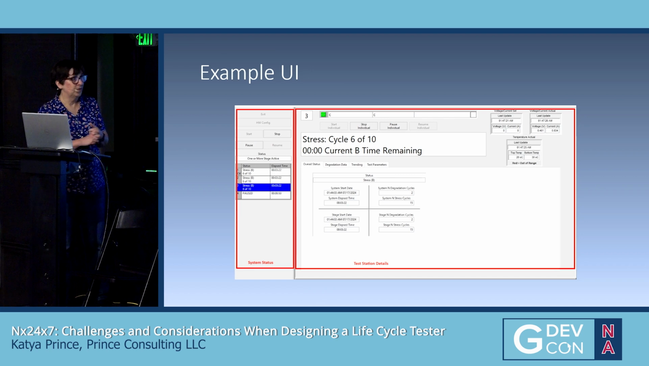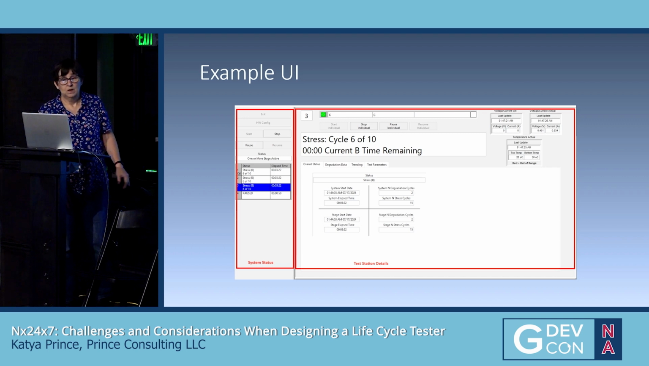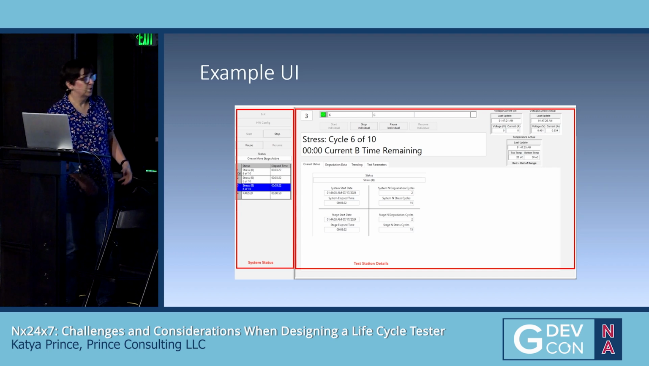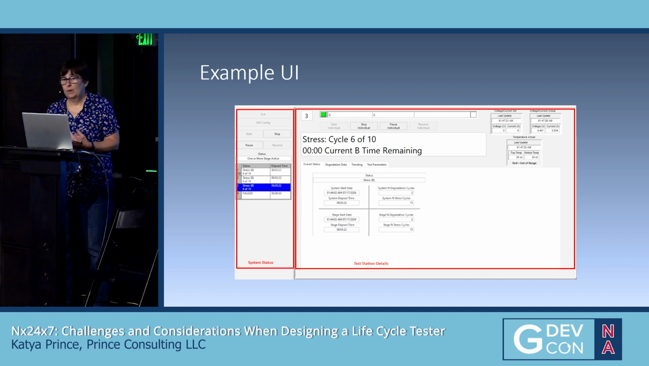So here's an example of a UI where I'm taking that into consideration. On the left-hand side, we have general system information, and summary information about what the status of each stage is. You can see here that stage number 4 is paused. And then when I click on that, I get the detailed information about a given stage on the right-hand side, with information about how many cycles have been run. Maybe there's a trending plot that shows the temperature over that time, something along those lines.